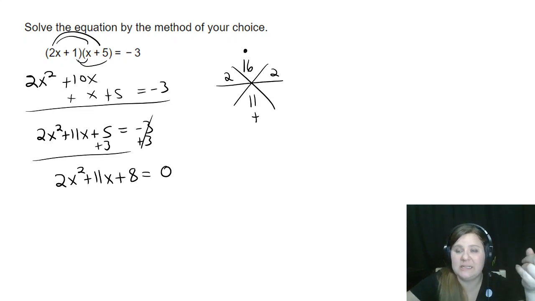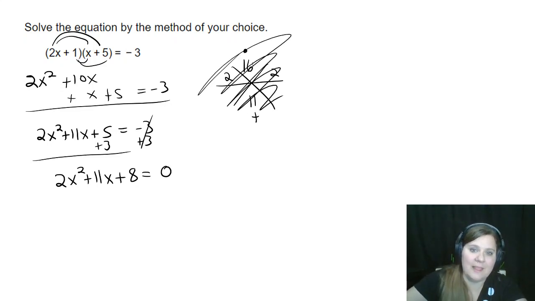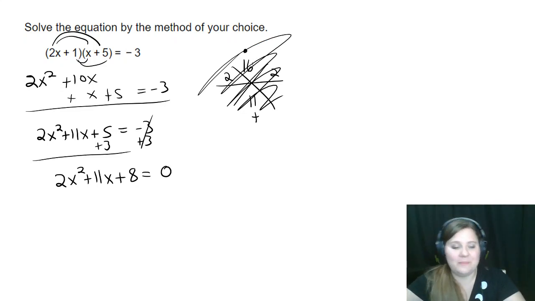So I have 1 and 16, which is 17 when I add them. I have 2 times 8, which adds up to 10. I have 4 times 4, which adds up to 8. And that's it. So not factorable. Shucks. That means I have to do the quadratic formula.